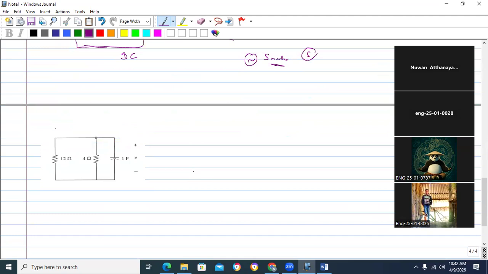Okay, now you are asked to find the voltage. This voltage VT across the capacitor. Okay, voltage across the capacitor. So for this one, you need to use that transient state equation, time domain equation. Using that time domain equation, can you try to get the differential equation for this?